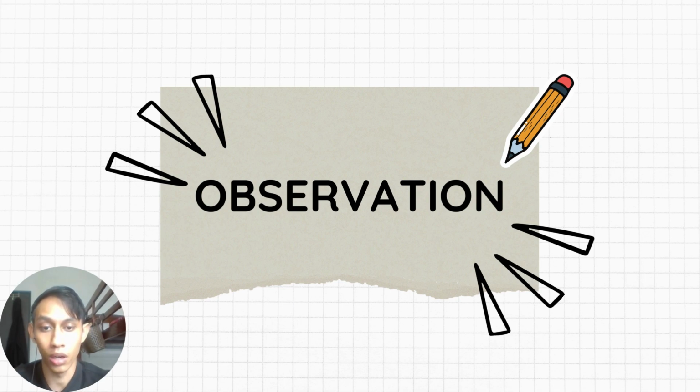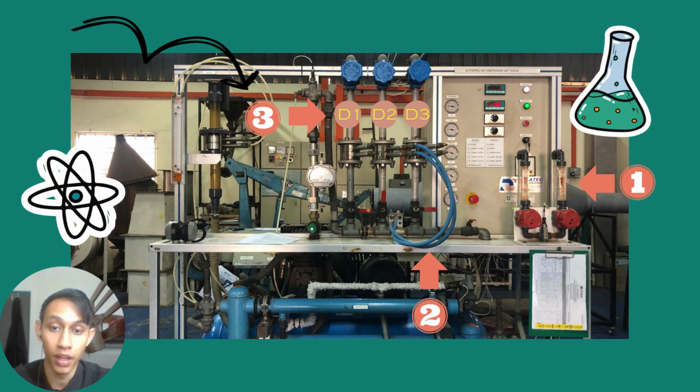Now, before I go on about what we have observed during the experiment, let me just show you the whole setup of the two-stage air compressor experiment. So, this is the two-stage air compressor experiment setup. As you can see, the part of the picture displaying number 1 is showing the cooling water flow rate. Number 2 is the flexible cable that will be plugged into diaphragm D1, D2, and D3, which is the part shown by number 3.